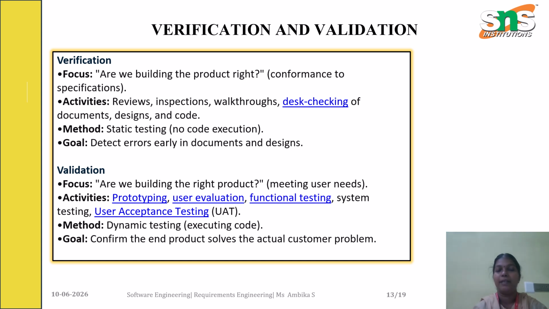Next is the validation. It mainly focuses on whether we are building the right product, that is, whether we are meeting the user needs or not. So the activities we use here are prototyping, user evaluation, functional testing, as well as user acceptance testing. That is, all kinds of testing will be done under validation. The method we are going to follow is dynamic testing. That is, we are going to execute the code. So the main goal of validation is to confirm whether the end product can satisfy the customer problem or not.